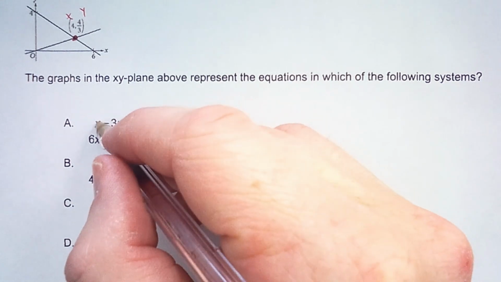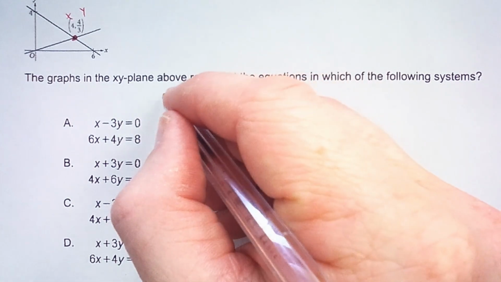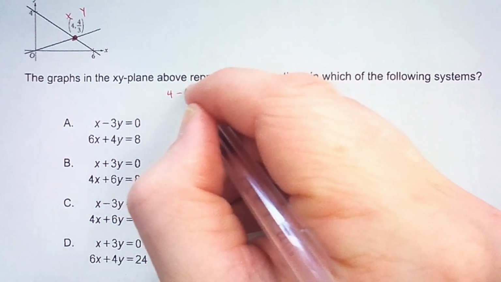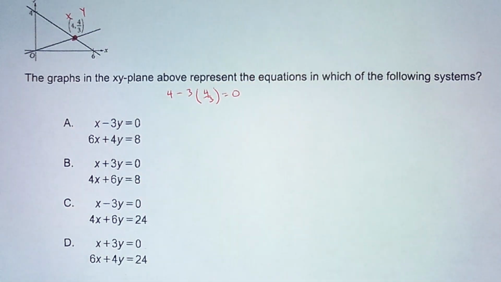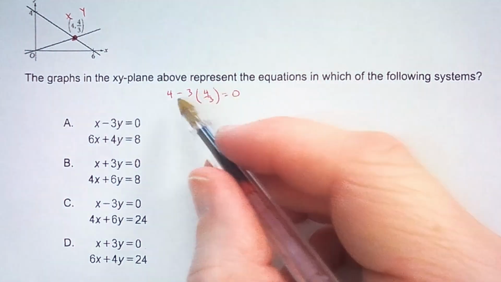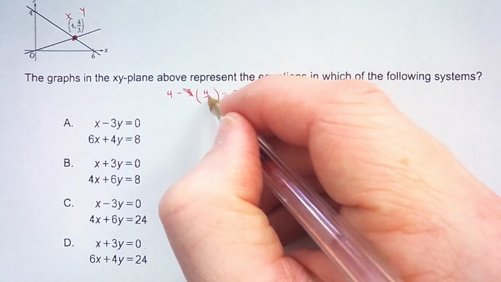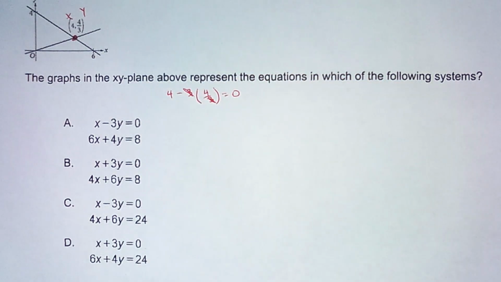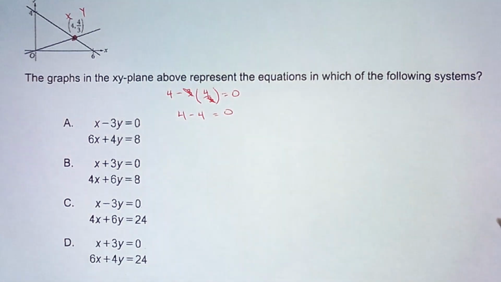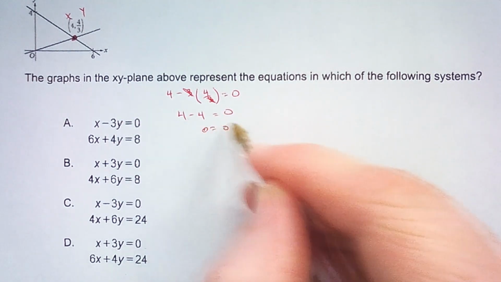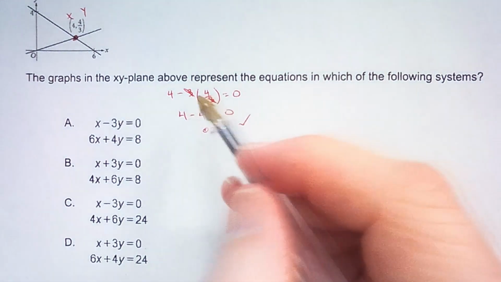Okay, so I will plug in a 4 for x and 4/3 for y for option A. So I have 4 minus 3 times 4/3 equals 0. Now I need to see if that's true. Negative 3 times 4/3, these 3's, 3 over 3 will actually just cancel. So I have 4 minus 4 equals 0, and 4 minus 4 is 0. So it checks out in the first equation.